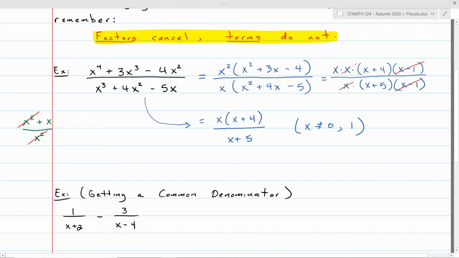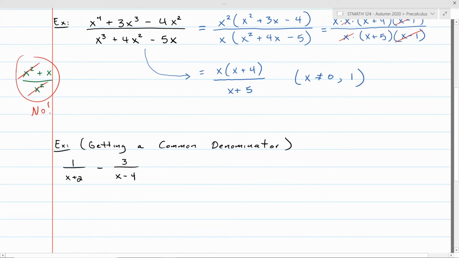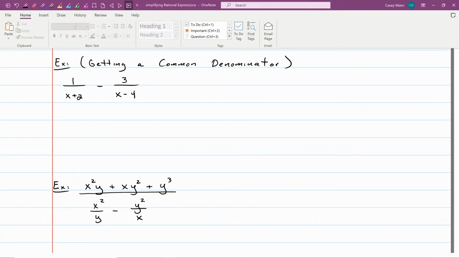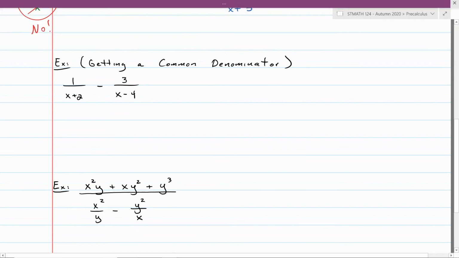I haven't factored out x squared in the top, so it's not something I can cancel with x squared in the bottom. Okay. Another thing that you run into when you're dealing with fractional expressions is you want to combine a sum or a difference of fractions into a single fraction. And so in order to do that, you need to do the process of getting a common denominator.